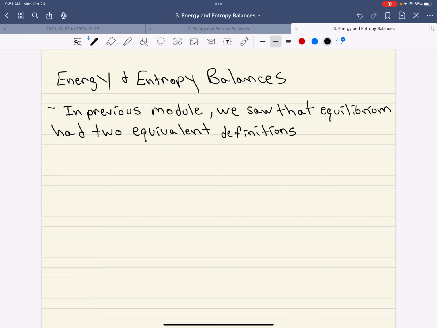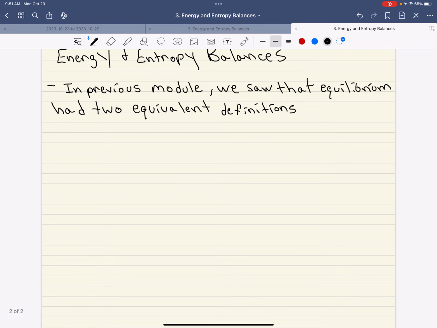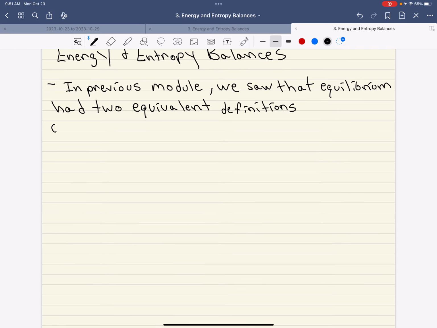Previously, we defined equilibrium using two different but equivalent definitions. Specifically, we showed that a system achieves equilibrium when it maximizes its entropy and it minimizes its energy.